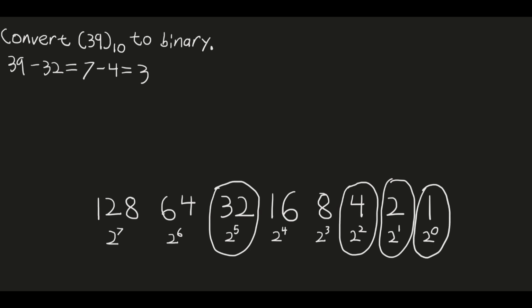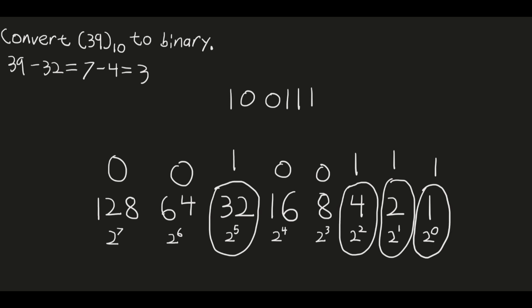The numbers that we didn't circle will be 0 bits, and the numbers that we did circle will be 1 bits. So I'm just going to write them above the chart. It would be 0, 0, 1, 0, 0, 1, 1, 1. And putting those together, it would be 1, 0, 0, 1, 1, 1. And this will be our final answer.